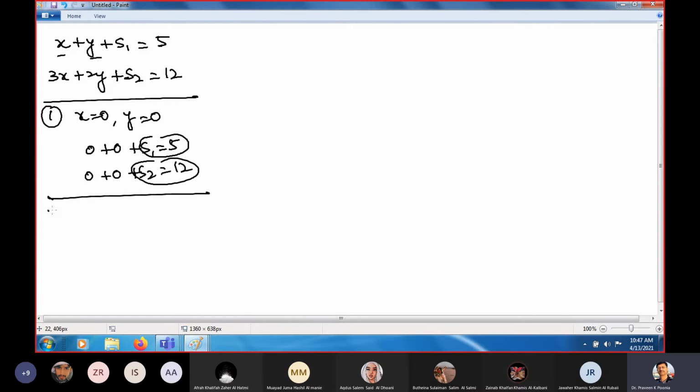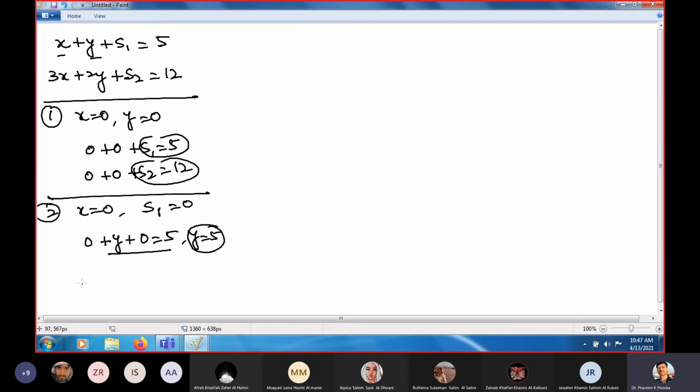Condition number 2 is x0 and S20. Not x2, x1, S10. So let us take equation 1. X0 plus y plus S10 is 5. So what is the value of y? It is 5. You can calculate.